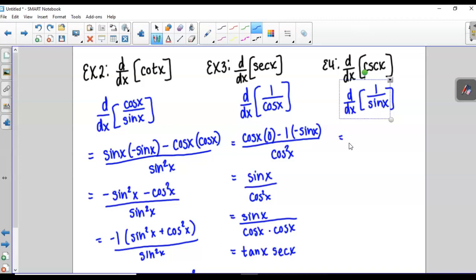But you can think of sine squared x as sine x times sine x. So one of those sine x's can go with the cosine, which will be cosine over sine. And then the other one will just be a sine x in the bottom, which is like 1 over sine.